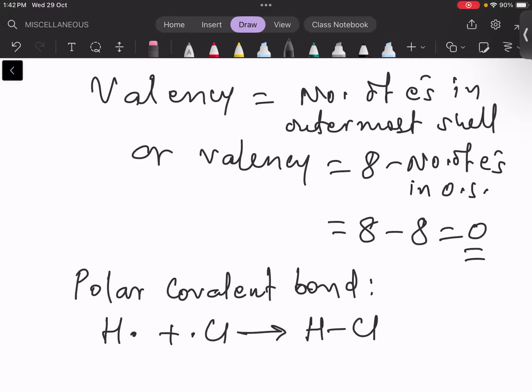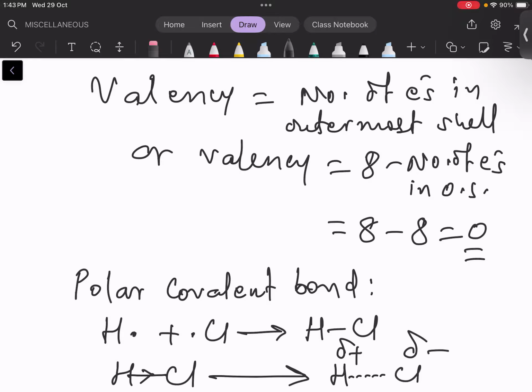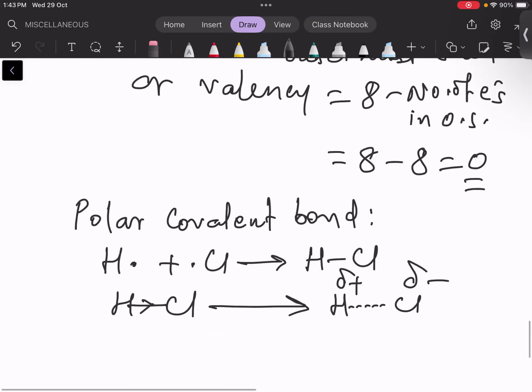But after formation of the bond, chlorine is more electronegative. So it pulls the shared pair of electrons of hydrogen towards itself. As a result, hydrogen becomes electron deficient and acquires a positive charge, and chlorine becomes electron rich and acquires a negative charge. Such a bond, which involves charge separation, is said to be a polar covalent bond.